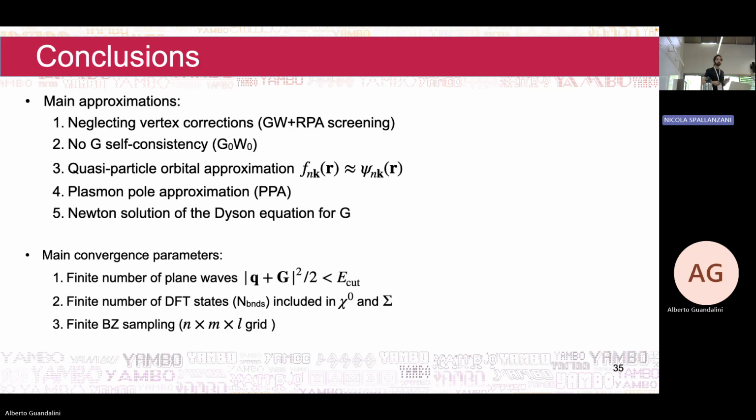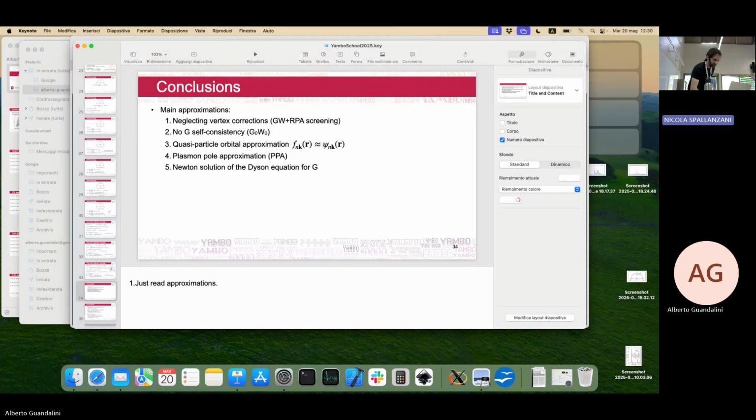cutoff in plane waves for what concerns the G space, again, as in Quantum ESPRESSO. So this is not the Quantum ESPRESSO value, but this is just to say that it's like in Quantum ESPRESSO that we have an energy that selects a space of plane waves. We have a finite number of DFT bands included both in the calculation of the polarizability and the self-energy, and we have a finite Brillouin zone sampling in order to converge the integrals over momentum transfer. Okay, thank you.